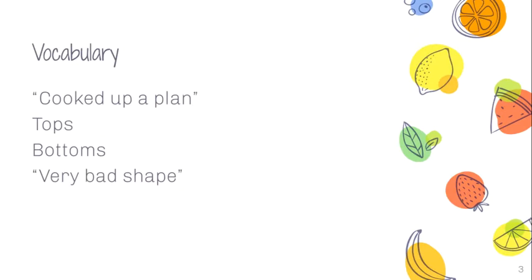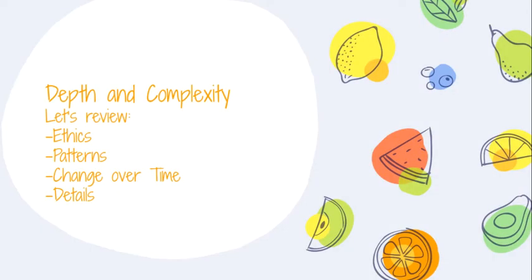So, vocabulary. We have cooked up a plan, which means like thought up a plan. Tops is talking about the tops of vegetables. Bottoms is talking about the bottoms of vegetables. And then very bad shape. That means that they're not doing very well when it comes to financial problems. They might be running low on money.